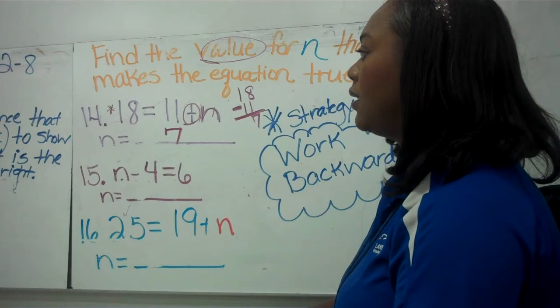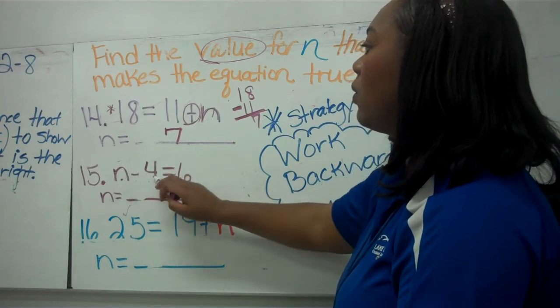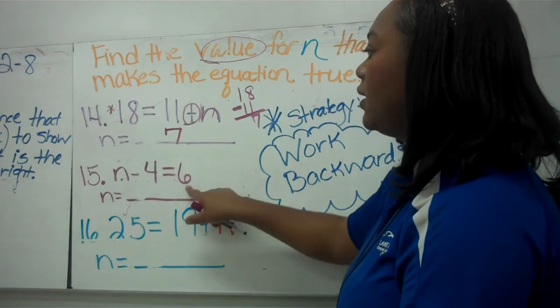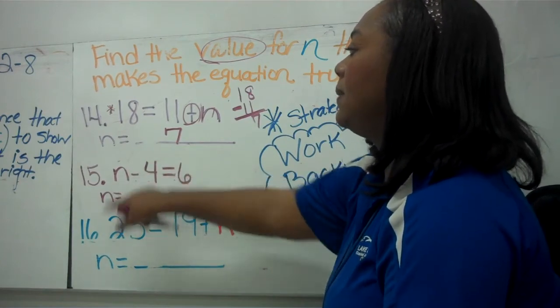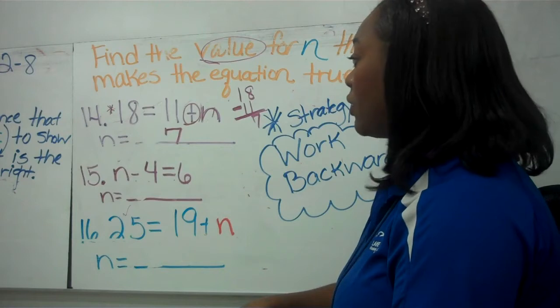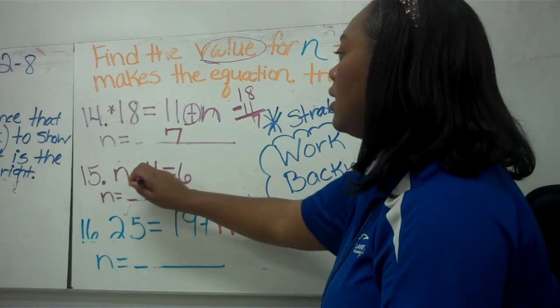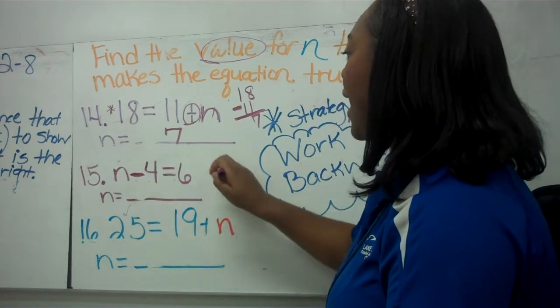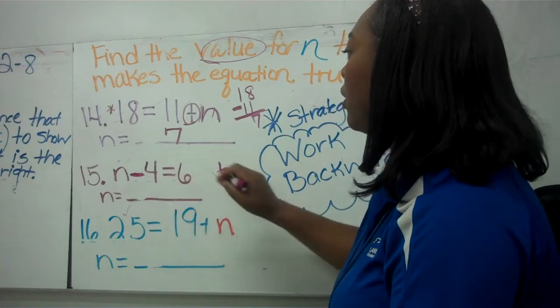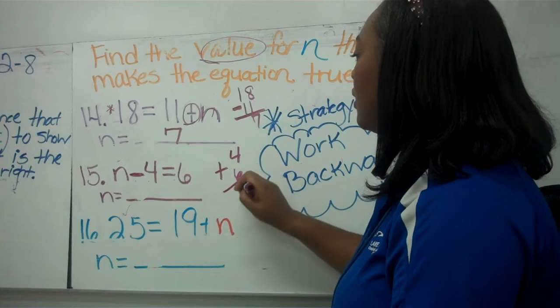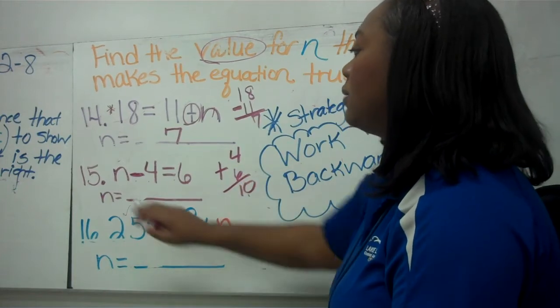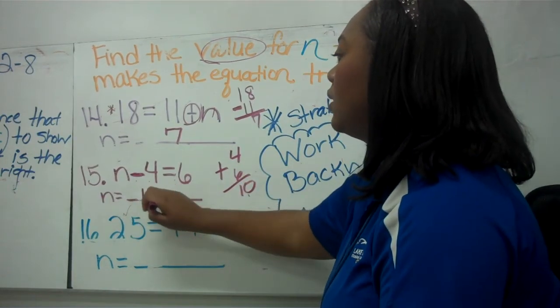Let's look at number 15. n minus 4 equals 6. Now I know the total, and I know one part of my equation, and I'm trying to find this missing number. So I can work backwards. Now in this problem, we're subtracting. So if I were going to work backwards, I'm going to add, and I can say 4 plus 6 equals 10. So my missing number is 10.